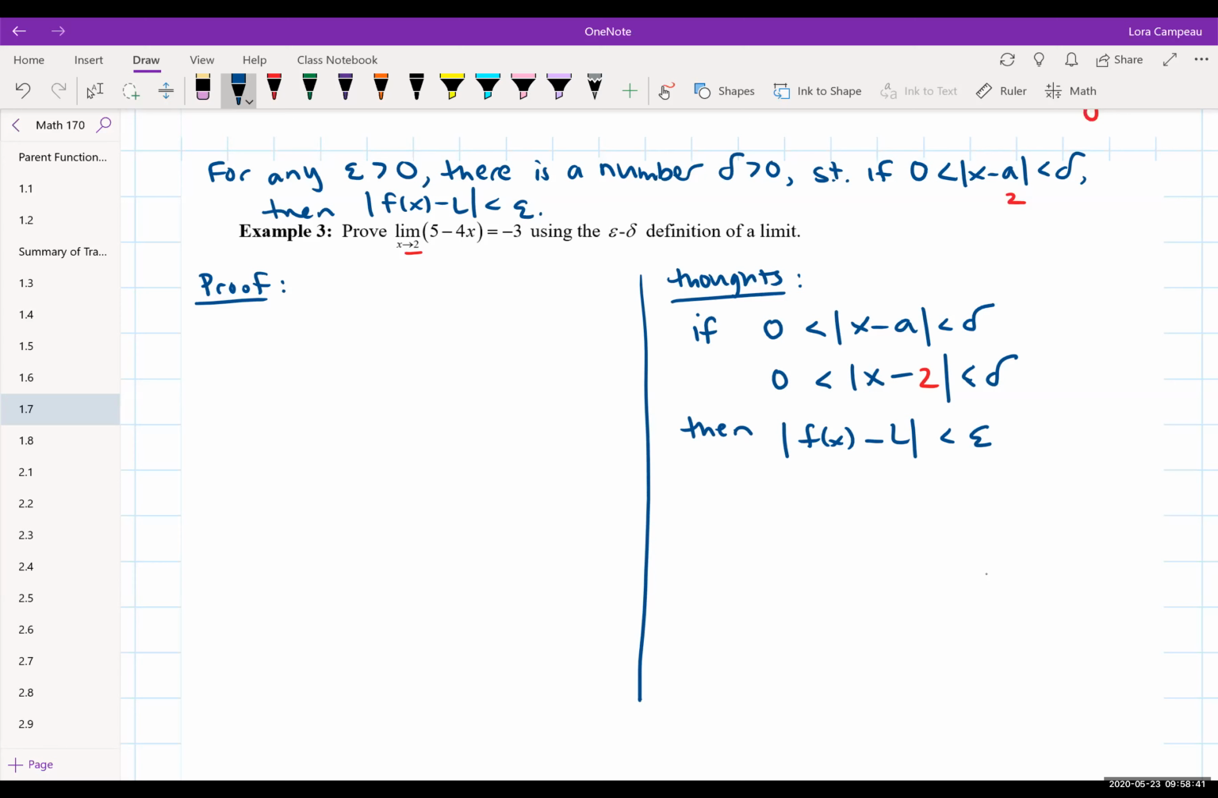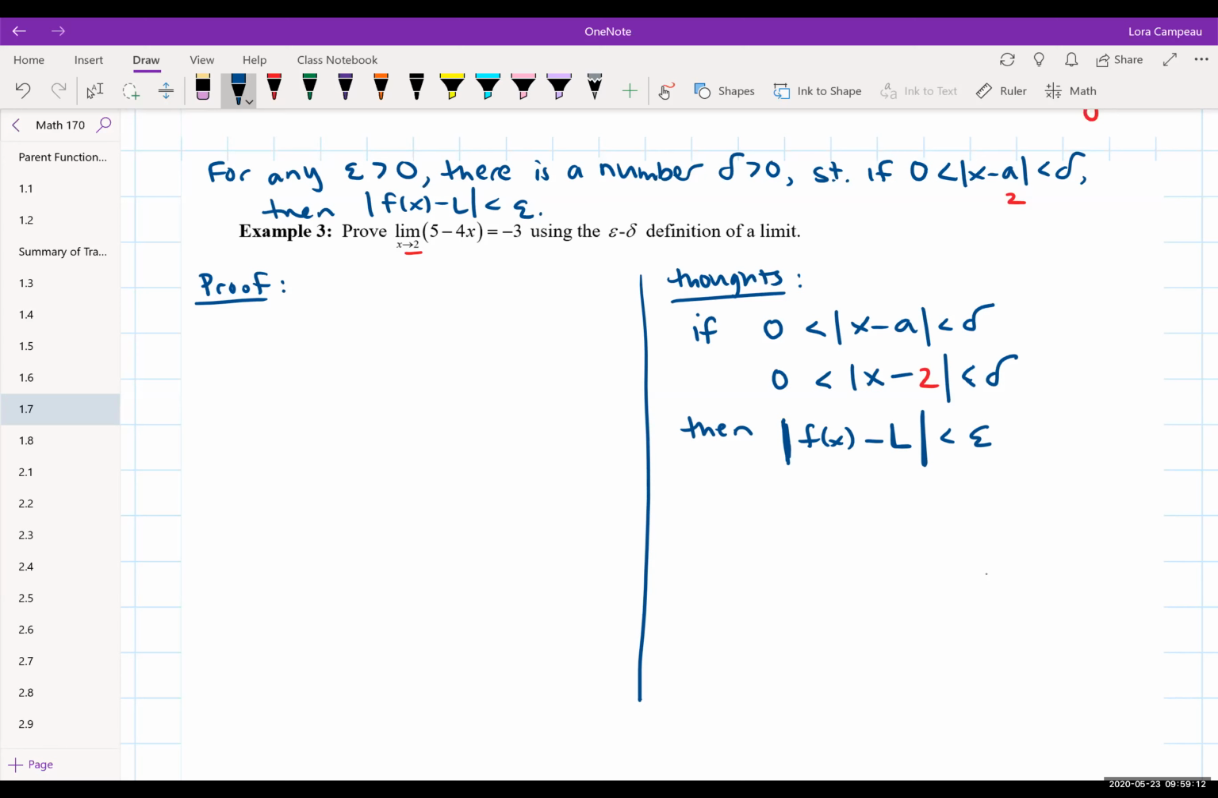And I want to make sure these are absolute value bars. If I go too fast, that looks like a 4. Take your time. So the absolute value of f of x, and I said 4, and I meant to keep it at an L. Oh, it's getting late. Okay, so we have the absolute value of f of x minus L should be less than epsilon.